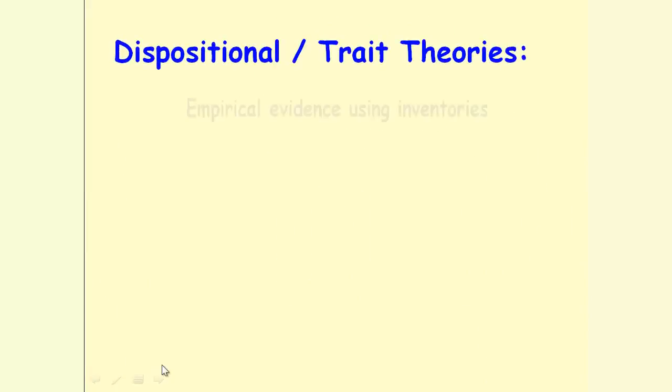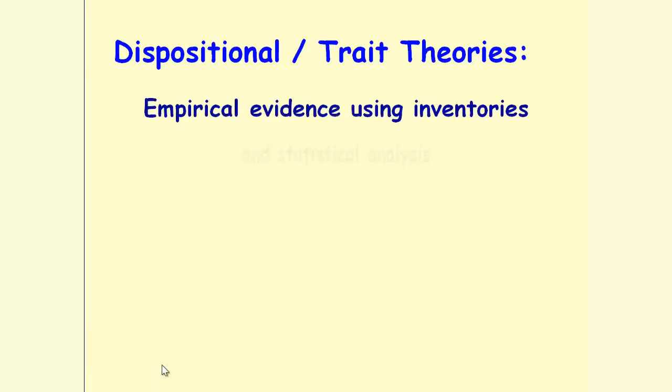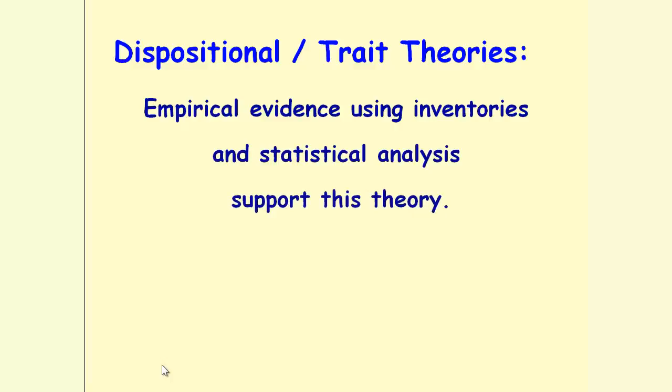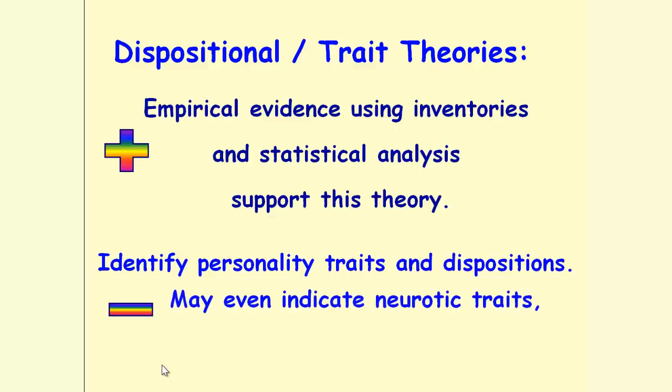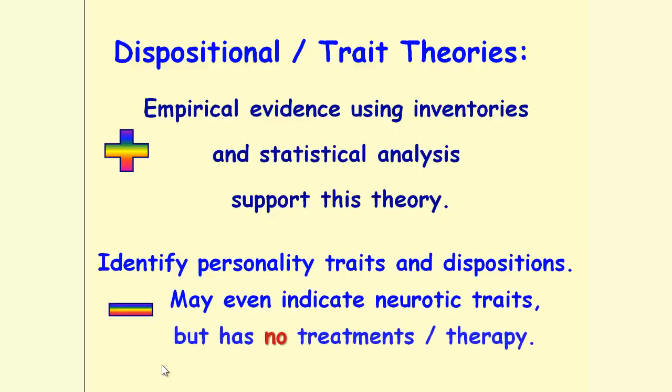A positive of trait theories are that they have a great deal of empirical evidence using the inventories and statistical analysis. A negative of trait or dispositional theory of personality is that while they may correctly identify personality traits and dispositions, even indicating neurotic or psychotic traits, they do not suggest treatments or therapy for those suffering from any disorder.